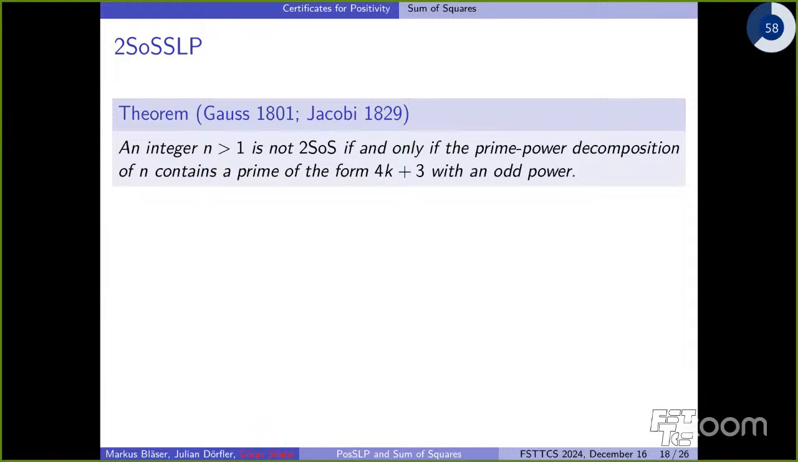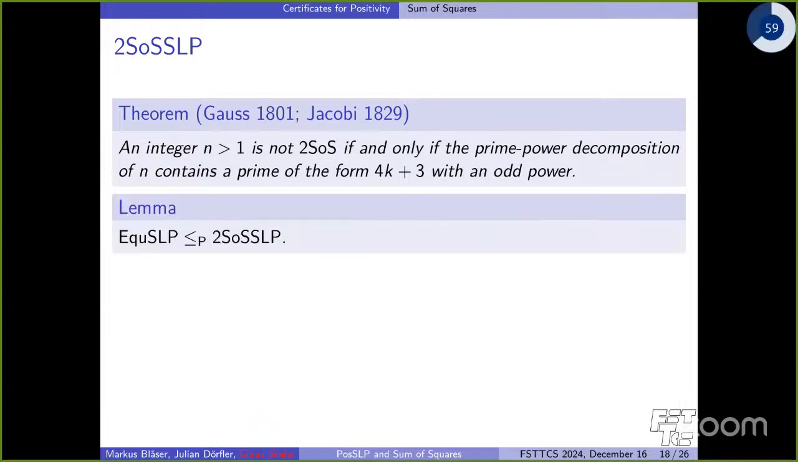Right, now we come to sum of two squares. So a criterion was proved for an integer being a sum of two squares by Gauss and Jacobi. They showed that if I look at the prime power decomposition of n, this decomposition will have primes of form 4k plus 1 or 4k plus 3. So if there is a prime of form 4k plus 3 which has odd power in the prime power decomposition, then it cannot be written as a sum of two squares. Otherwise, it always can be, right?